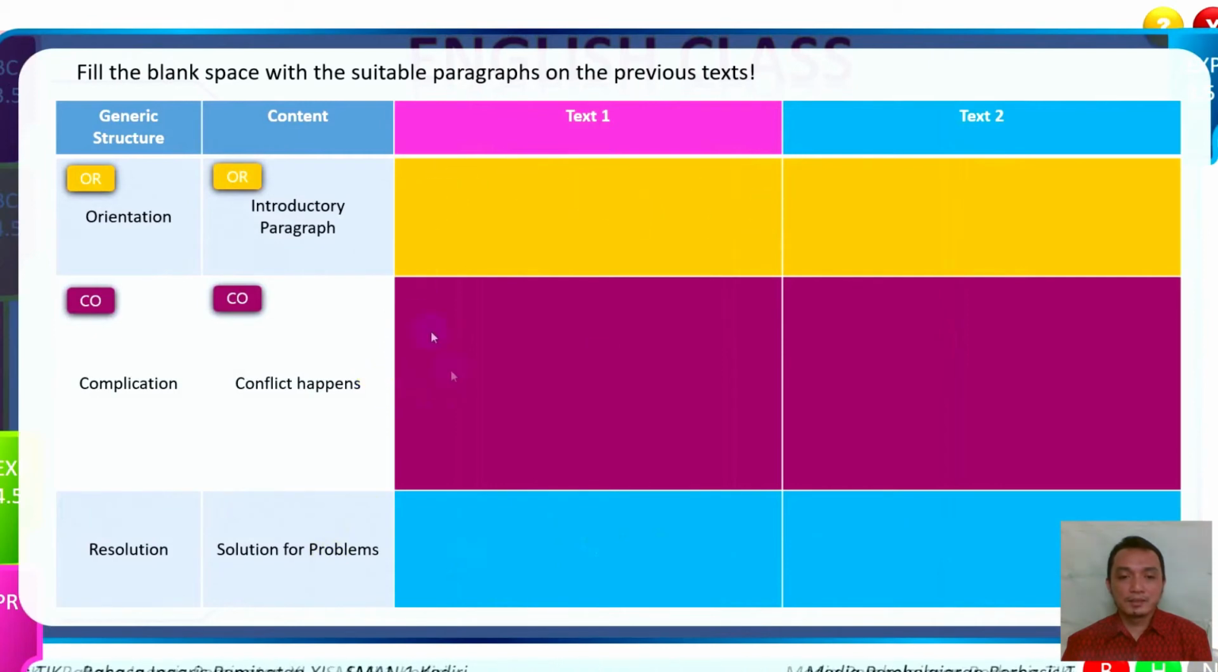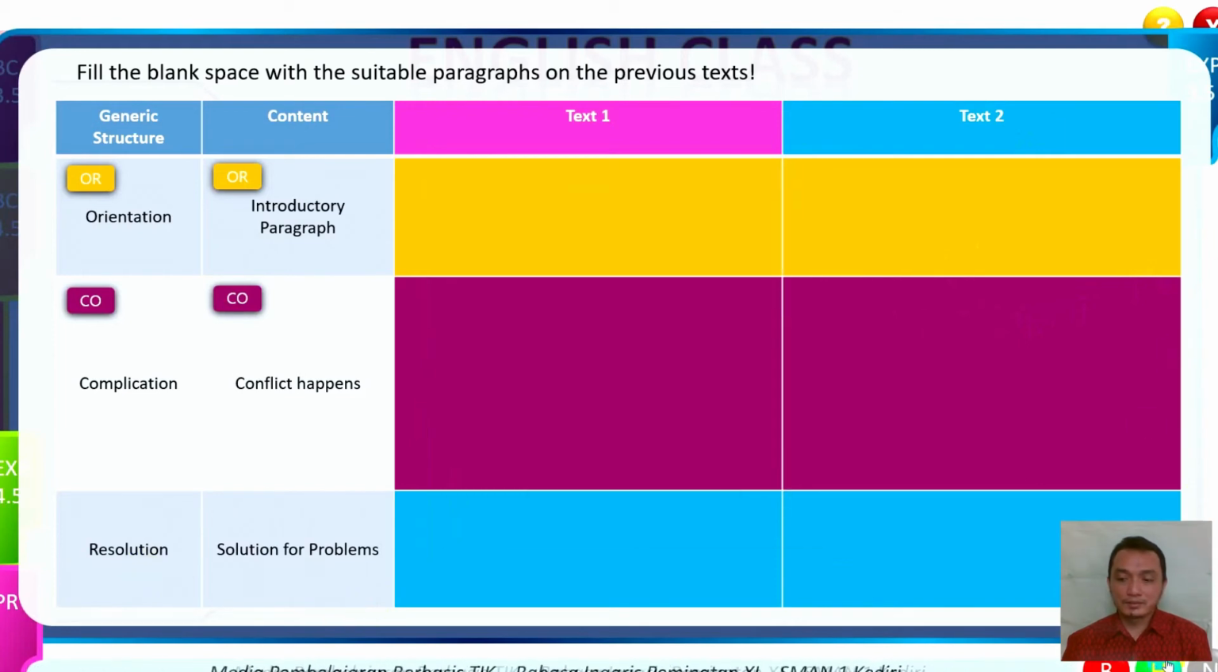Yeah, I give you the box here. Text 1 is called the Legend of Banyuwangi. And then which paragraph consists of orientation, you write down here on the text in the book. This is the first assessment. So you make a table like this, and then you put parts of the text that belong to orientation, complication and resolution. This is for the Legend of Banyuwangi, and this is for the Legend of Surabaya City. So that is the first assessment.